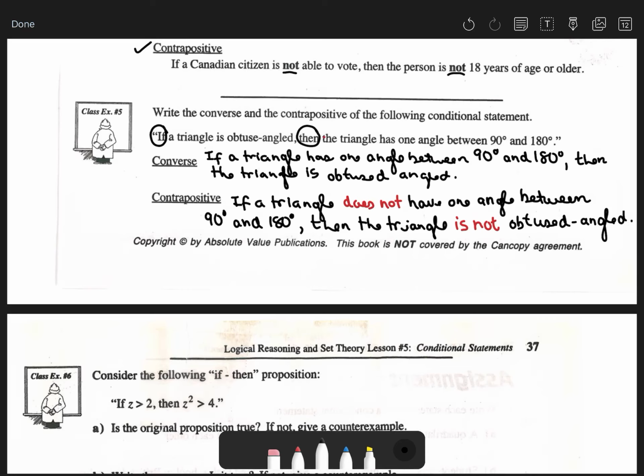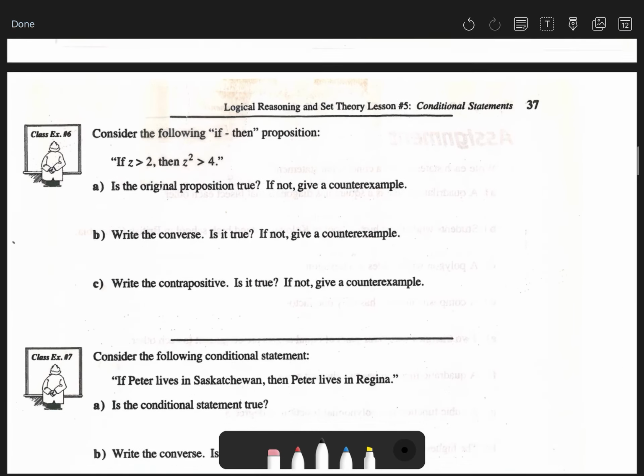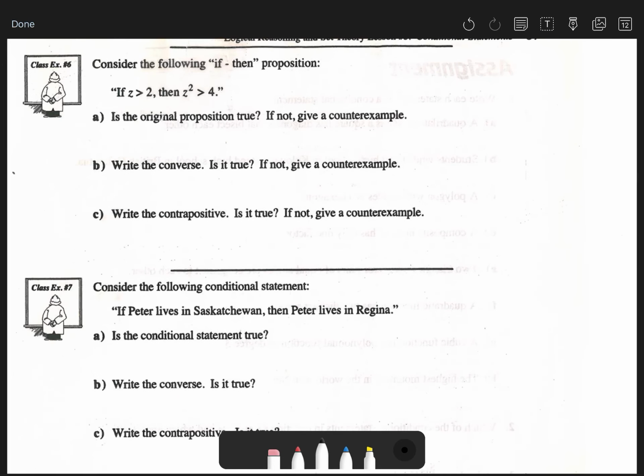Okay, so again, I just negated both portions of the converse statement, and that gives me what we call the contrapositive. Okay, so let's work on some examples now. The definitions for today are kind of done. For the most part, now we apply them, okay?